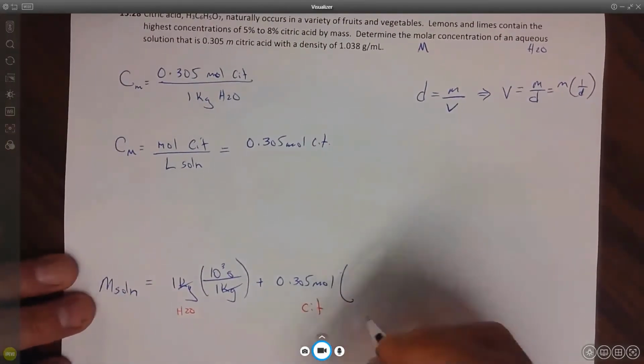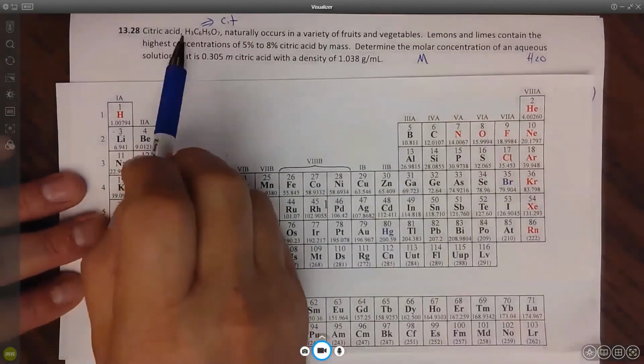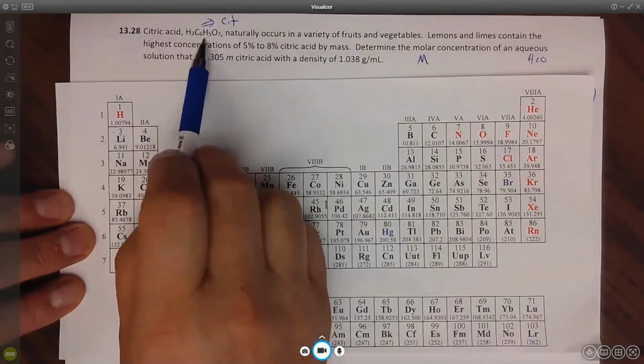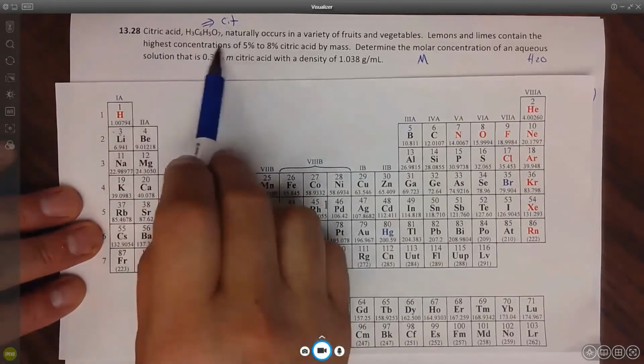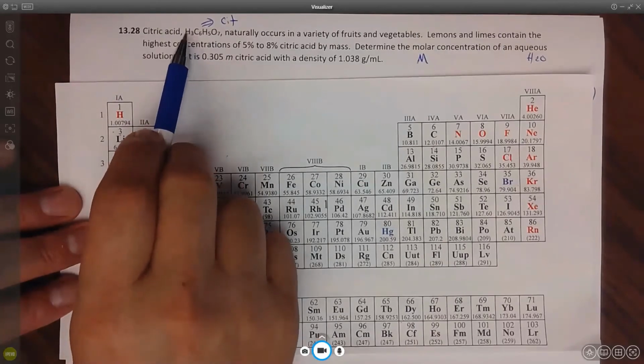And we're going to determine the molar mass from the periodic table. Again, here's our citric acid. There's actually 8 hydrogen. It's written like this because this is an acid and it's a triprotic acid. 3 of these hydrogens are actually acidic.